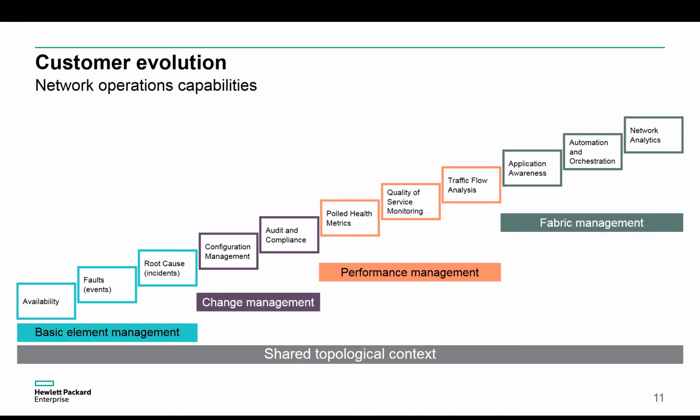So as we look at the kinds of capabilities that we need to meet these challenges, we've categorized these along a continuum of capabilities. And we start down in the lower corner here when we talk about basic element management. We're talking about capabilities around managing, detecting the availability of our network elements and being able to see events that impact those network elements and identify faults and be able to correct those.